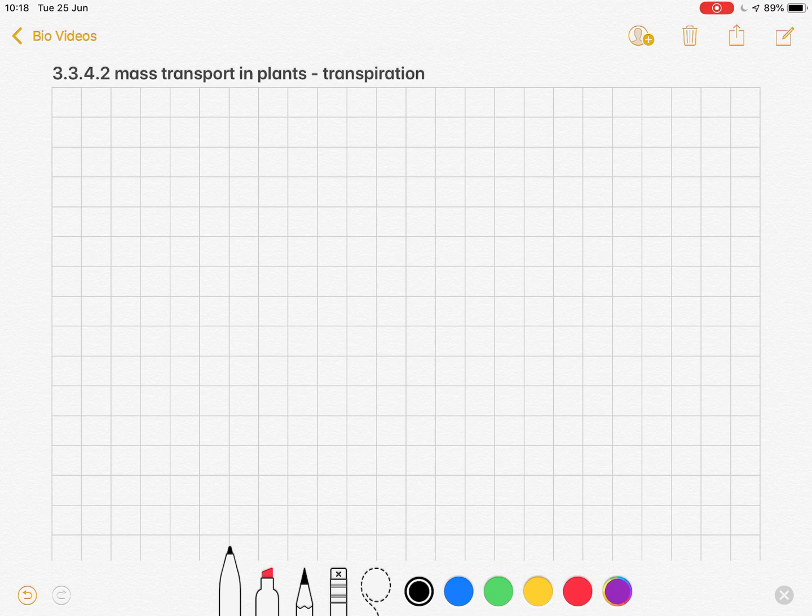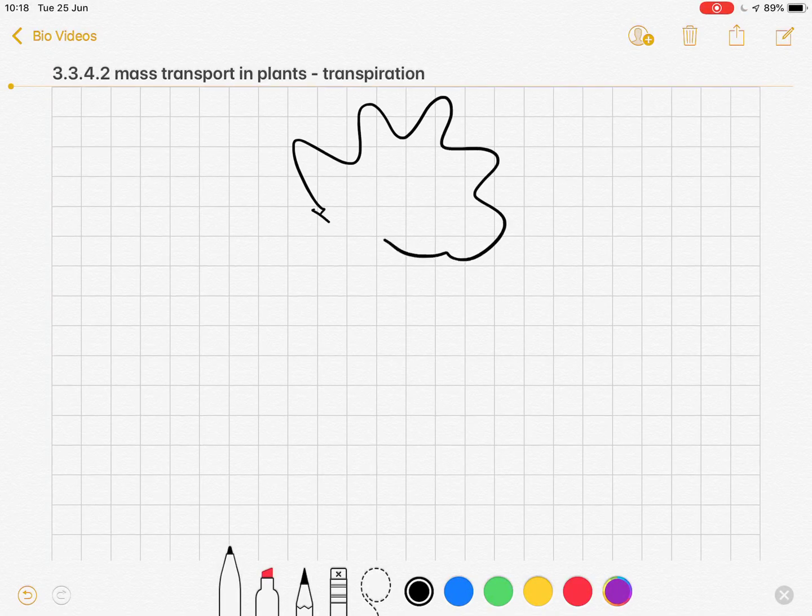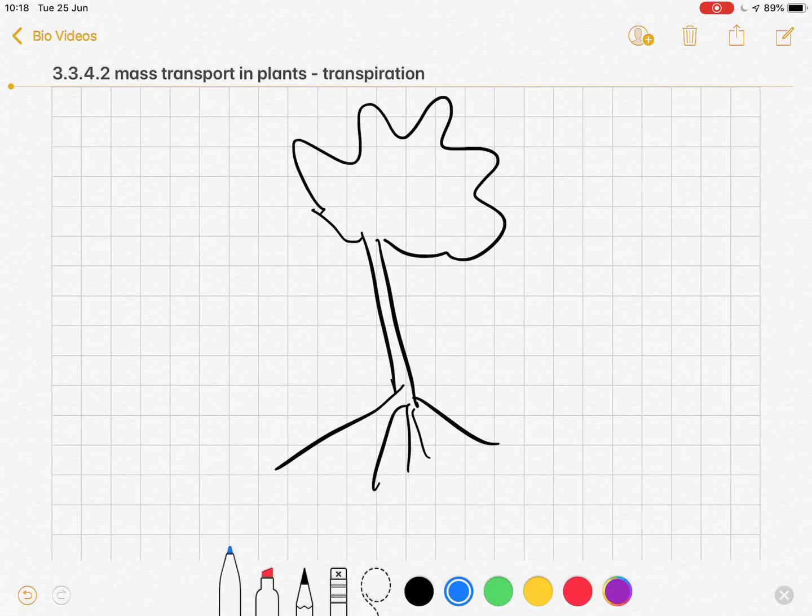3.3.4.2, mass transport in plants. We're just going to talk transpiration in this first part, we'll talk translocation in the second part. So you remember from GCSE that a plant has leaves, it has a stem, it has roots. It's the roots where the water gets in by osmosis and it is pulled up the stem and moves out the leaves through holes in the bottom of the leaf called stomata. This evaporation leads to the water column kind of being dragged up, and we're going to talk about this and how it might be affected.